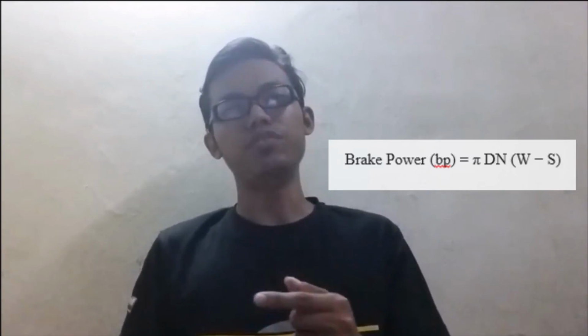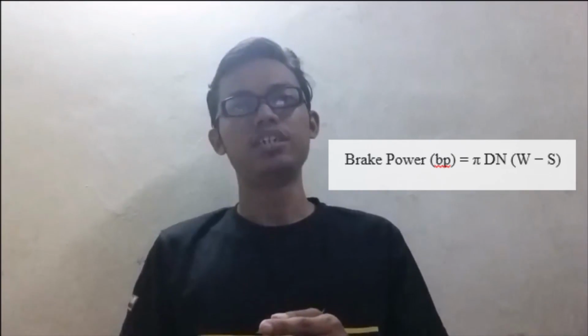I will give the equation of the brake power: pi D N times (W minus S), where D is the diameter of the brake drum, W is the weight of the load, and S is the spring balance reading. So D is the diameter, W is the weight of the load, and S is the spring balance reading. You can see the image of the rope brake dynamometer here.